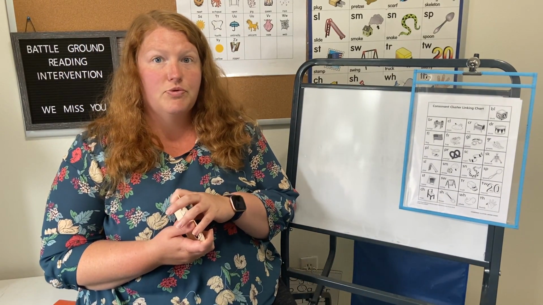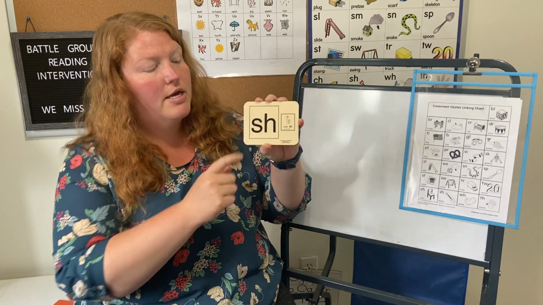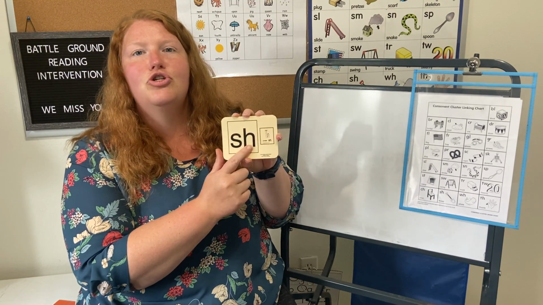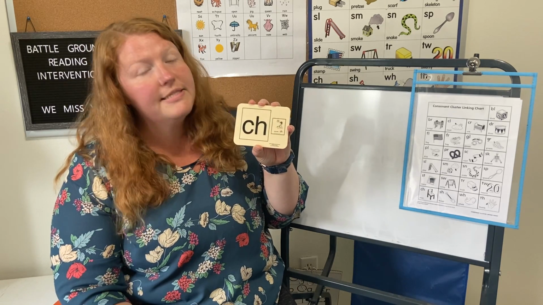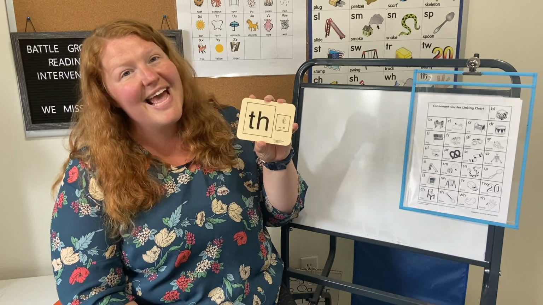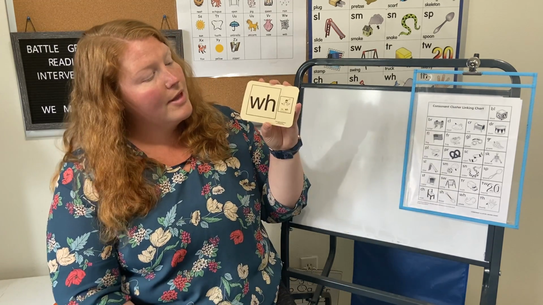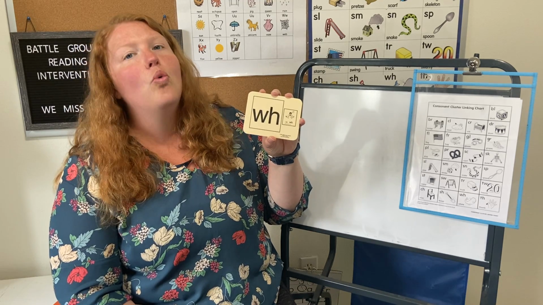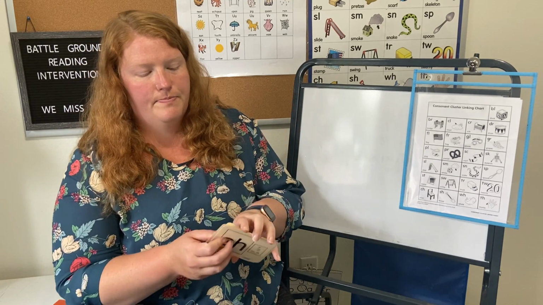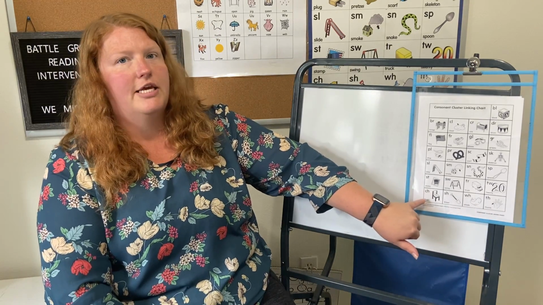All right, so those are the sounds of the alphabet, but then we also have some digraphs that we're going to go over just to remind our brain that when we see these two letters together, it makes one sound. SH says sh. CH says ch. TH says th. And WH says w. Now, those are the digraphs that are at the bottom of my consonant cluster linking chart.